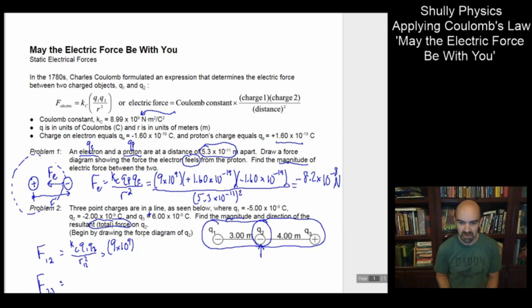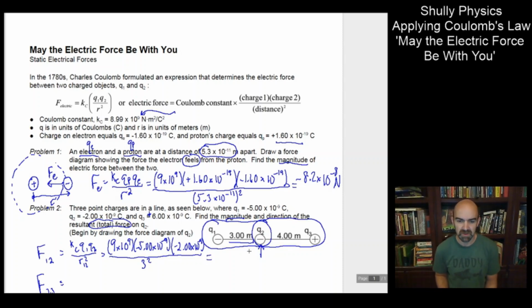Charge 1 will be negative 5 times 10 to the negative 9 coulombs. Make sure yours is a little clearer than mine. And charge 2 is negative 2 times 10 to the negative 9. Divided by what? R. What's the r between Q1 and Q2? It's 3 meters, so we're just going to plug in a 3 here. 3 squared. And that's where we're going to leave you.